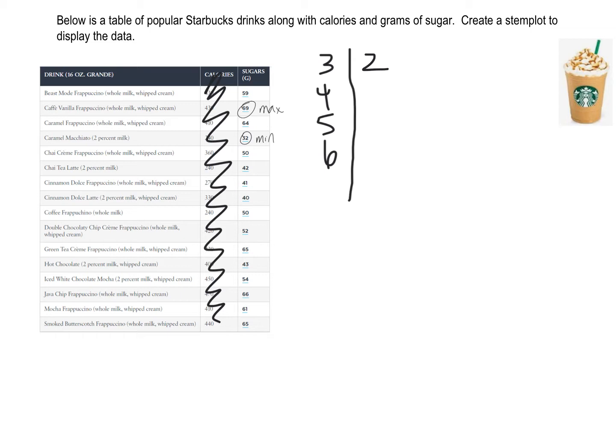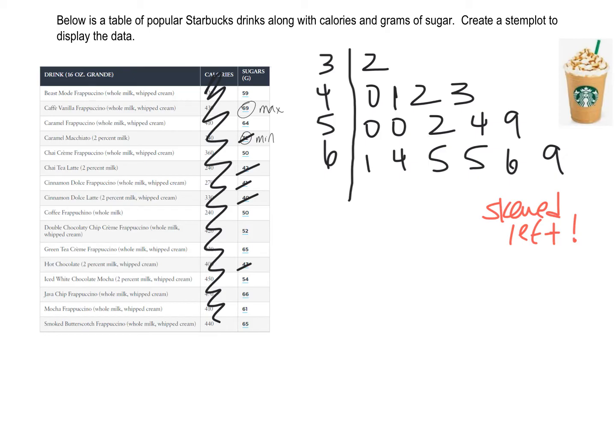And so then I'm going to cross this off because I just graphed it, and then I'm going to look for my next smallest number. I don't think there are any other 30s, but my next smallest number happens to be this 40. So then I'm going to put a 0. The next one is 41, which is here. The next one is 42. And the last one in the 40s is 43. And this is how I'm going to create my stem plot.